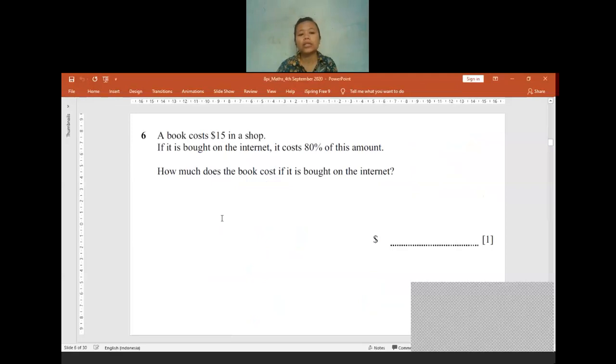For question 6, there is a book in a shop. It costs $15. But if we buy it online, we will get a discount, and we only have to pay 80% of the original amount. So how do we find the price if we buy it online?